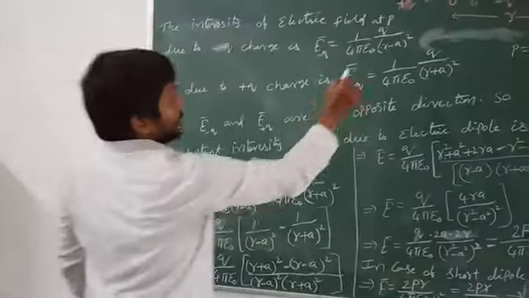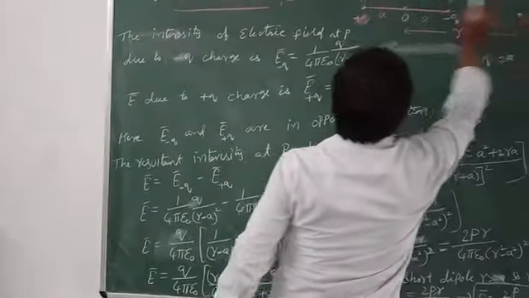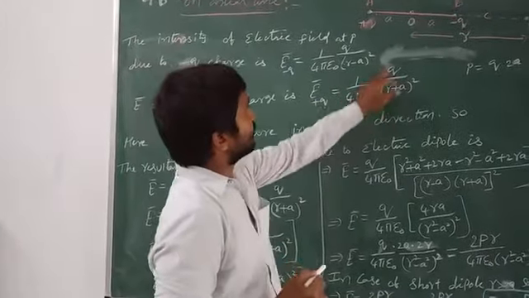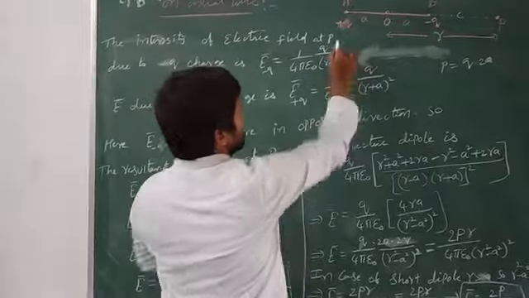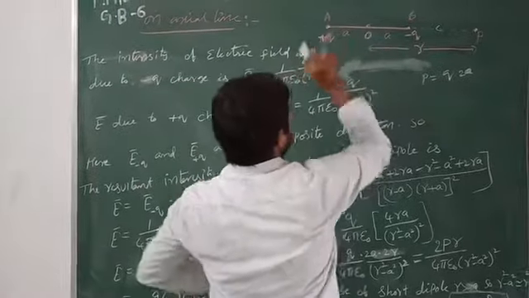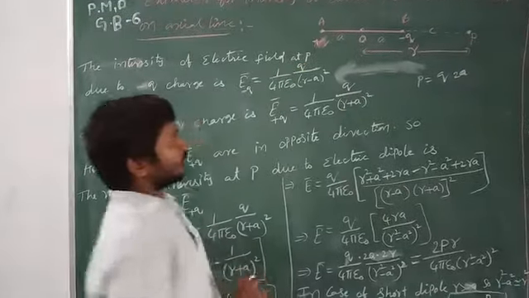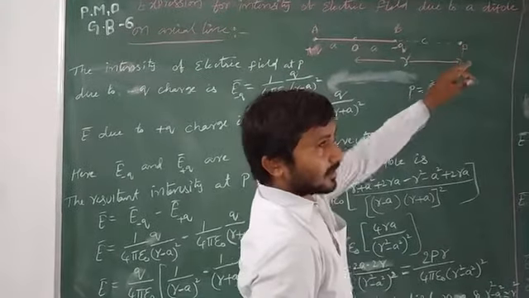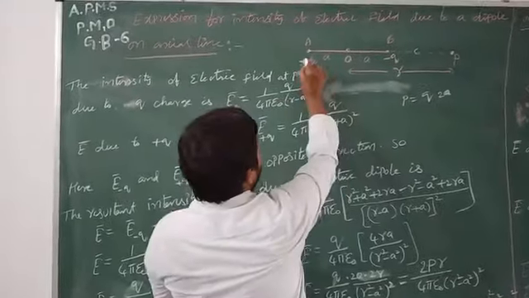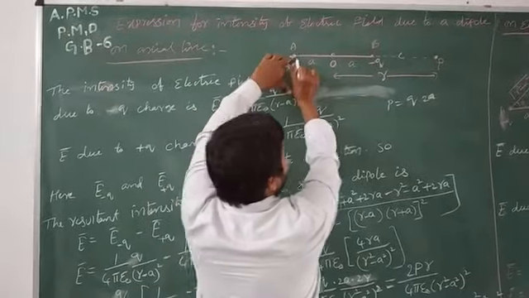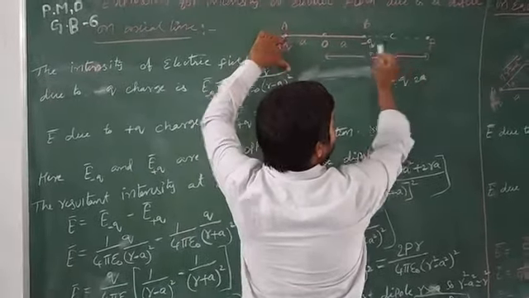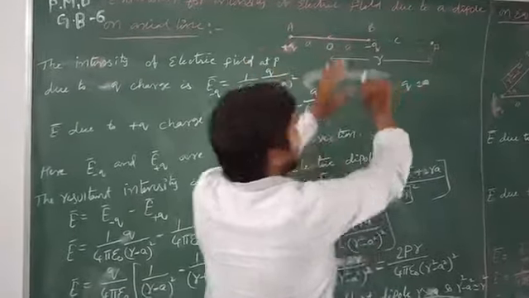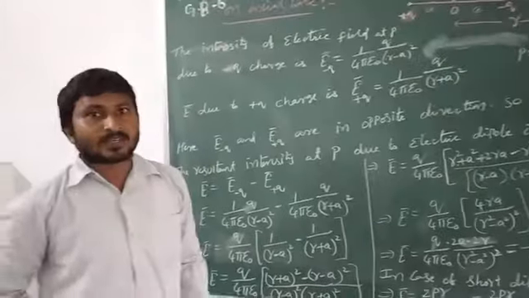Now again, the intensity of electric field at P due to the plus q charge is given by the same formula, 1 by 4 pi epsilon naught q by r plus a whole square, where the distance is r plus a. This acts along AP. Since it is a positive charge it moves away from the positive charge, and for the minus q charge it is towards the negative charge. And these two fields are in opposite directions.